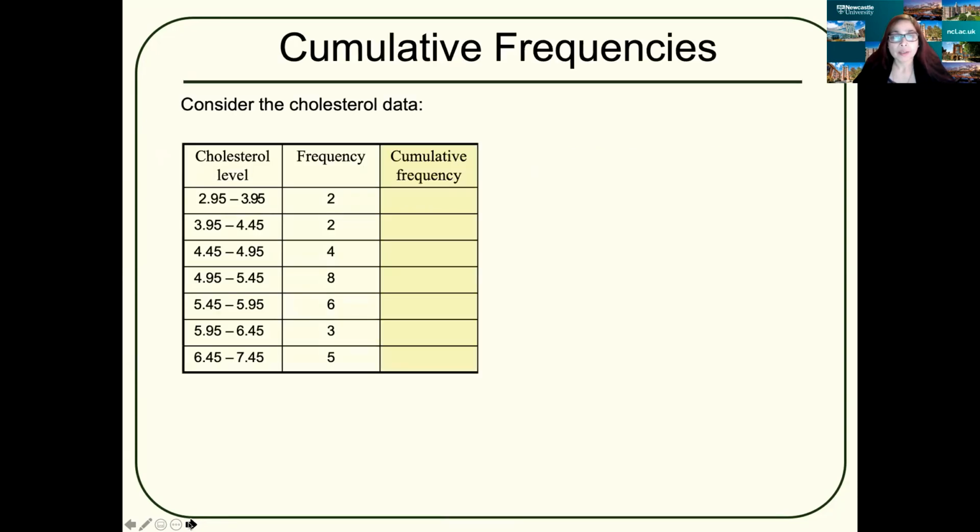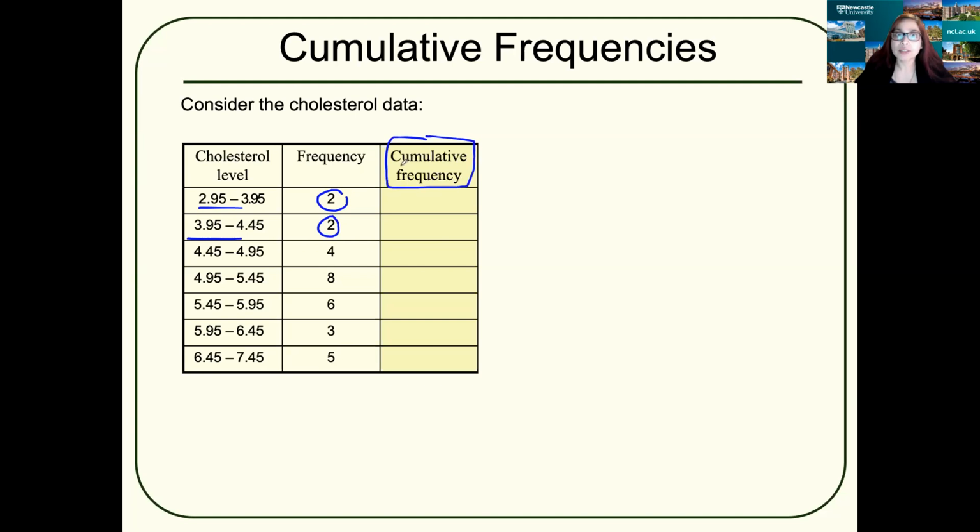Okay, so let's consider the same example of continuous quantitative data, our cholesterol data. Here we have the class boundaries and the frequency. There are two data within this class. There are two data within this class. That's the same example we're going to consider. Now what we're going to do is find the cumulative frequency.